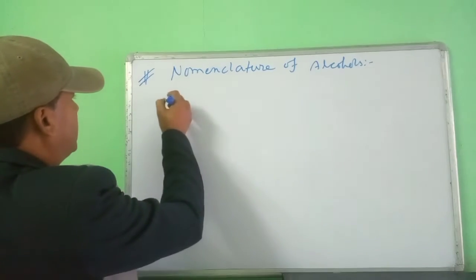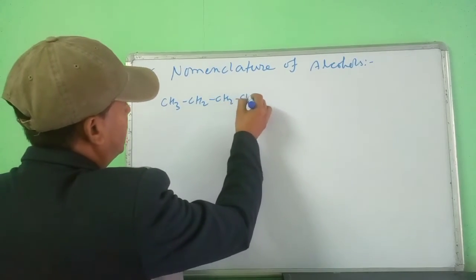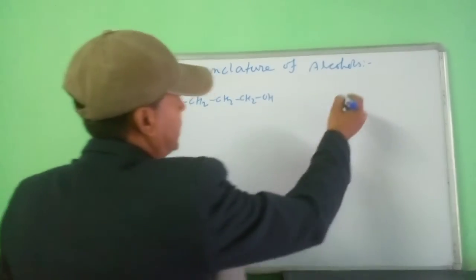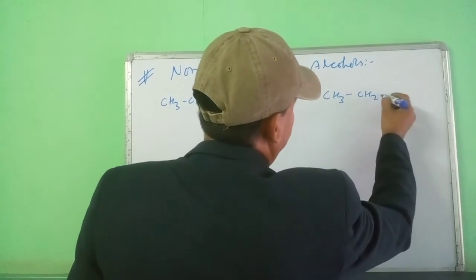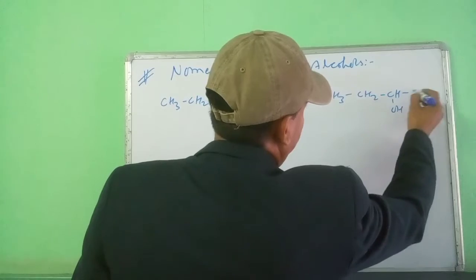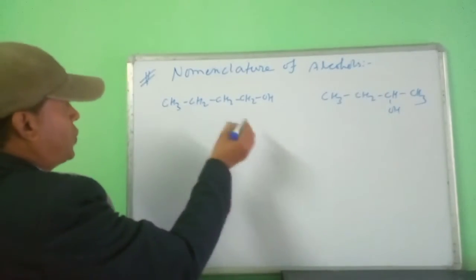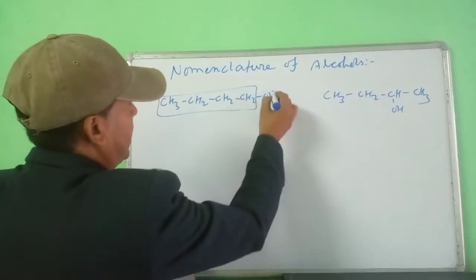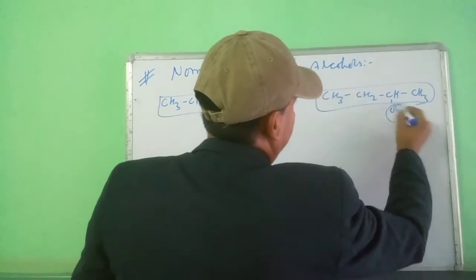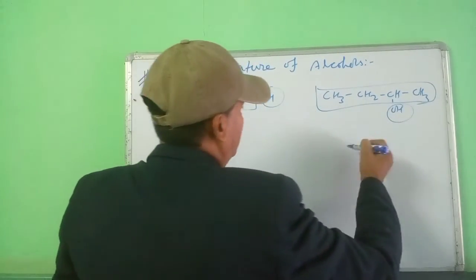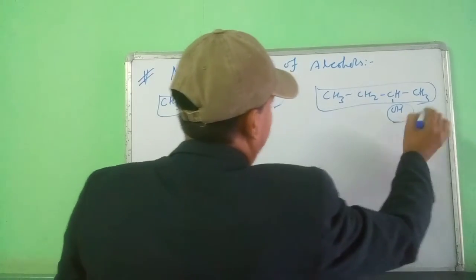Now the compounds CH3CH2CH2CH2OH and CH3CH2CH(OH)CH3. Here is a straight chain, and this one is the functional group. Here also a straight chain, and this one is the functional group. Here also it is the hydroxyl functional group.